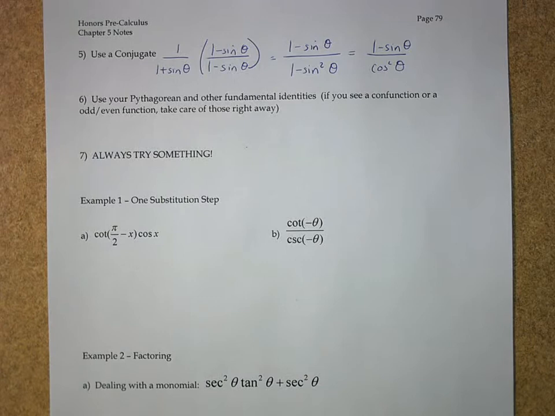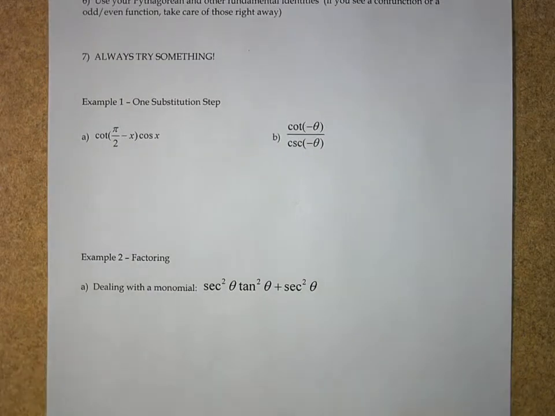And then number 7 is always try something. If you see a setup, you're going to want to analyze for one of those specific 6 pieces. But if there is nothing that you know to do, just convert everything into sines and cosines and then combine together. That's really the best route that you can take. So a couple of examples that we have.